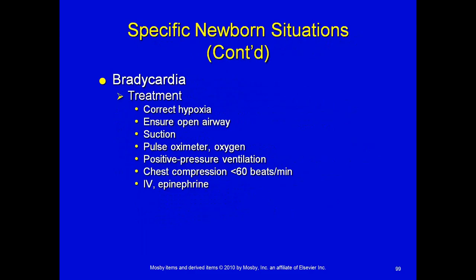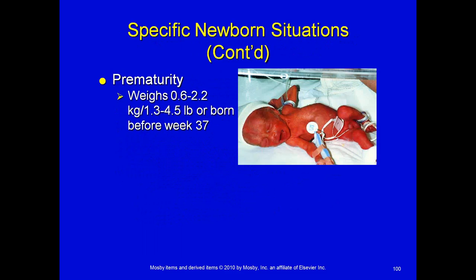Treatment for bradycardia: treat the hypoxia and the bradycardia goes away. Open the airway, suction, position, positive pressure ventilation. If the heart rate is less than 60, throw in CPR, and then give the IV medications that we talked about. Prematurity occurs when the baby weighs anywhere from 6/10 to 2.2 kilograms, or somewhere between 1.3 to 4.5 pounds, or if they're born before the 37th week of pregnancy.